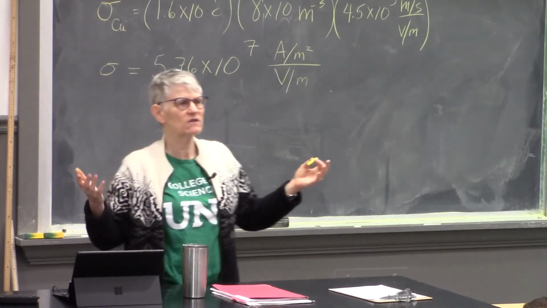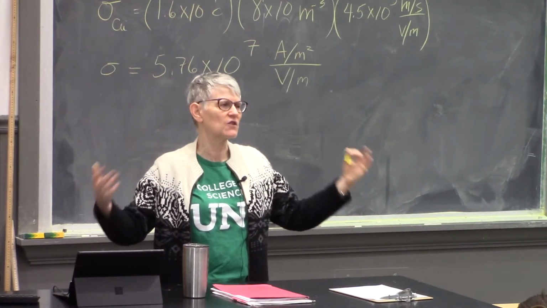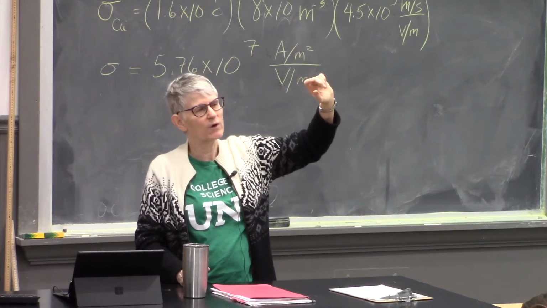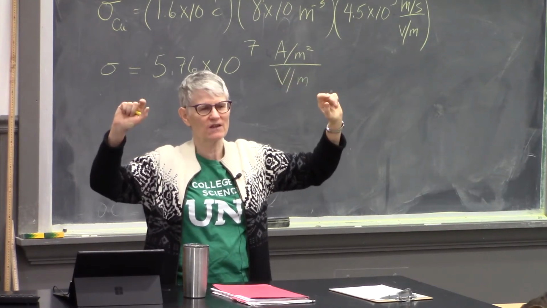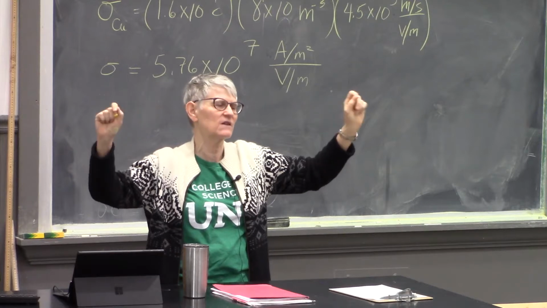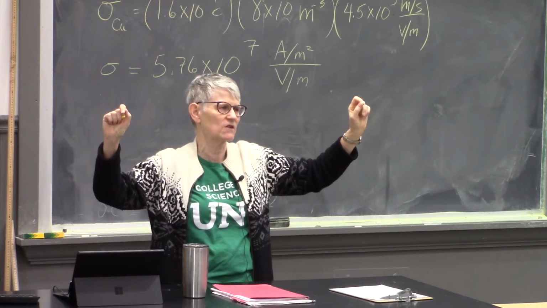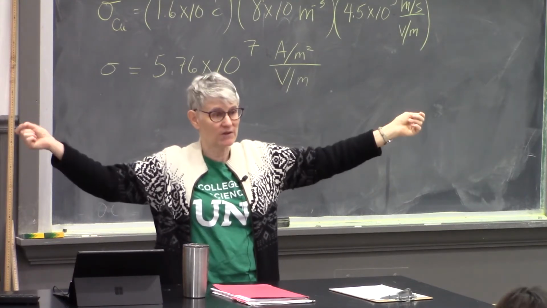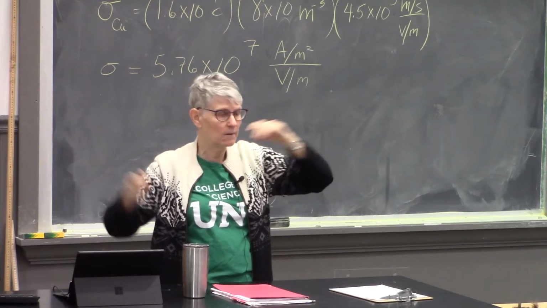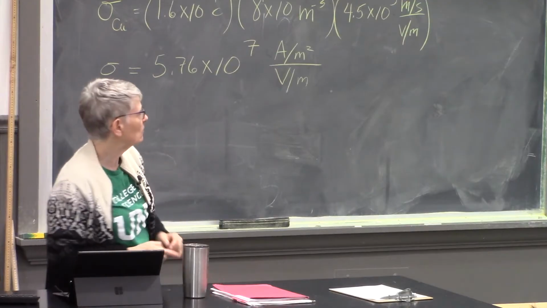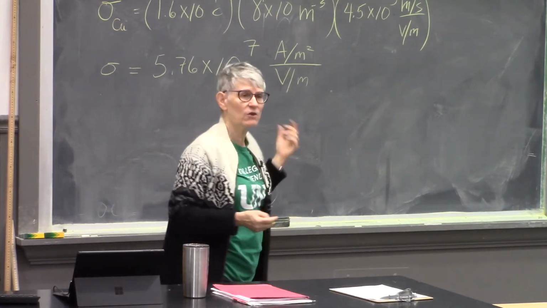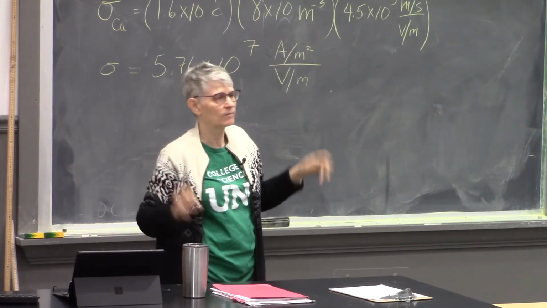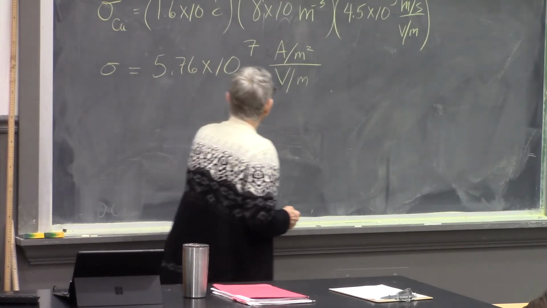So conductivity is just a measure of how good a conductor a substance is. It doesn't tell you what a particular piece of that substance is going to do in a circuit, because that depends on the geometry of the substance. It depends on the cross-sectional area of the wire. It depends on how long it is, right? Do you have any questions about conductivity before we go on? Okay. Really not that much to it.